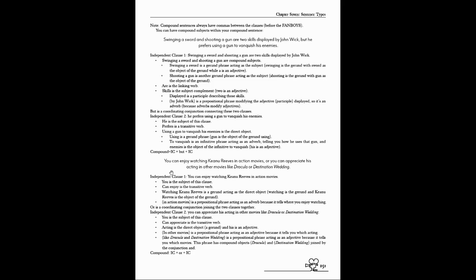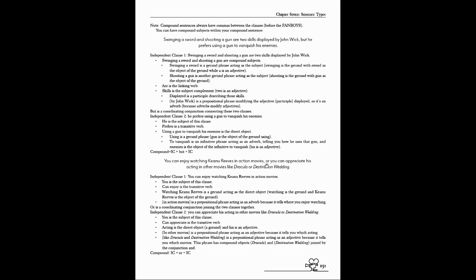And we've got one more. You can enjoy watching Keanu Reeves in action movies, or, right, that's my fanboy, you can appreciate his acting in other movies like Dracula or Destination Wedding. If you haven't seen Destination Wedding, it is interesting. But you, subject, can enjoy, and then that's my transitive verb. And then what can you enjoy? Watching Keanu Reeves. So gerund, acting as my direct object with the object, Keanu Reeves. And then where, in action movies. So that's my prepositional phrase, acting as an adverb because it tells me where.